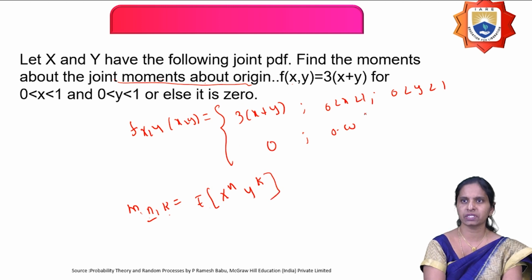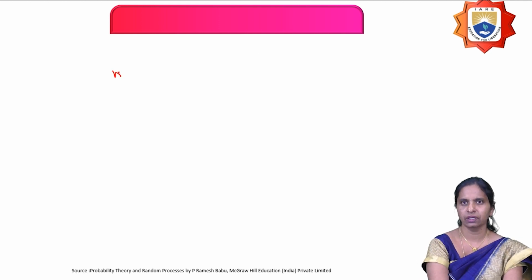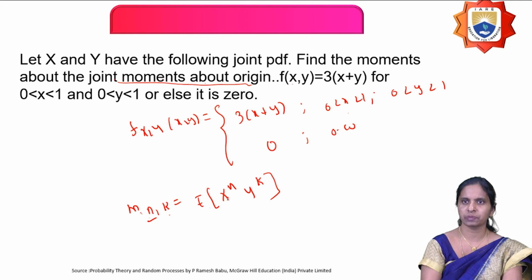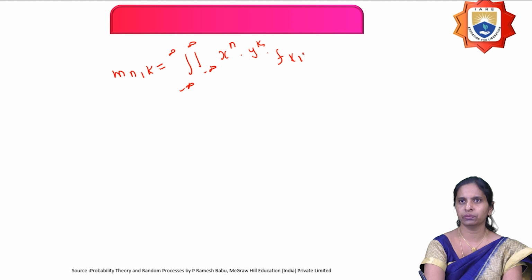So these two random variables are of which type? They are continuous random variables. So for continuous random variables, what is the joint moment about the origin? Nothing but the integration from minus infinity to infinity of x power n into y power k into the joint density function. Expectation of any function is that function into the joint density function, so fxy of x comma y dx dy.